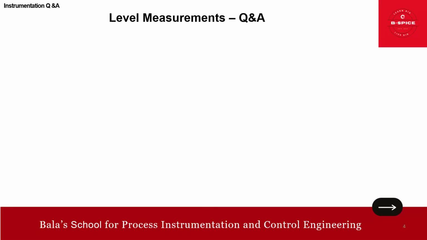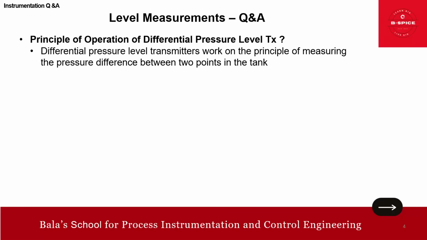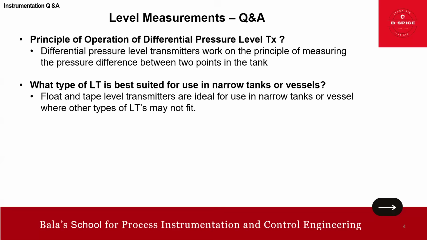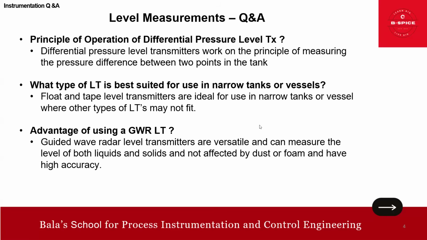Okay, now the principle of operation of differential pressure. Of course, everybody knows this. It basically works on the principle of measuring the pressure difference between the 2 points, the LP side and the HP side, right, friends? Okay. So, what type of LT is best suited for use in narrow tanks or vessels? Float and tape level transmitters are ideal for use in narrow tanks or vessels, where other types of LT may not fit. Okay, that is the answer for this.